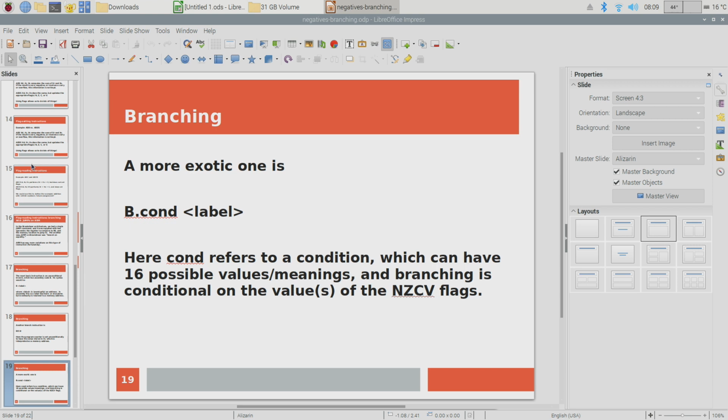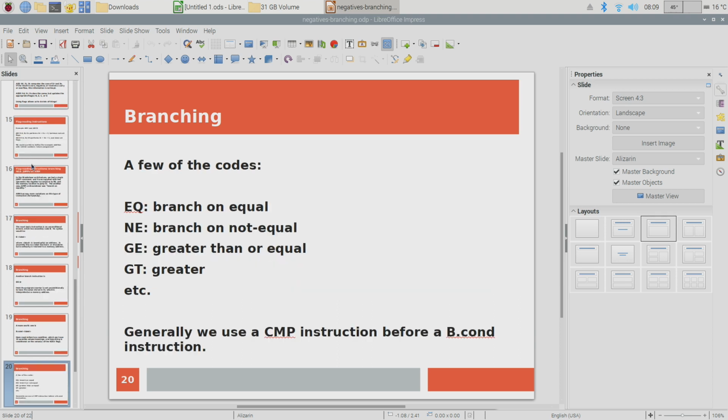But in order to do the comparison, a couple of the choices that we're going to have are equal, not equal, greater than or equal to. A lot of these are very arithmetic in nature. There is one of them that's branch always. There's another one, and you might think, why on earth would you ever want to use this? There is a branch never instruction.